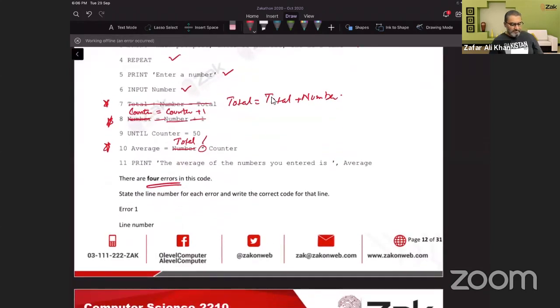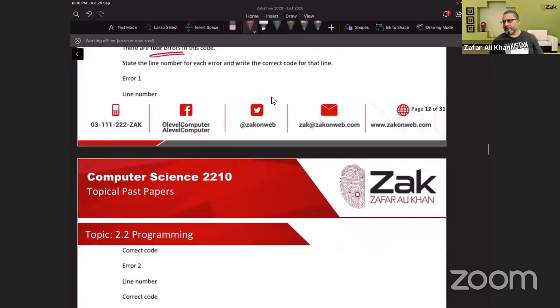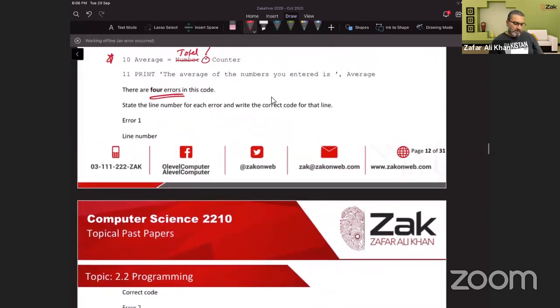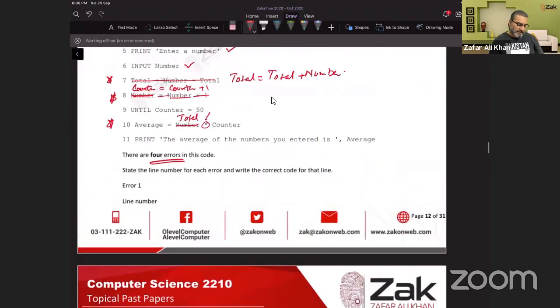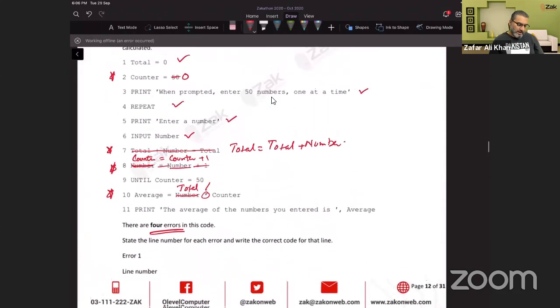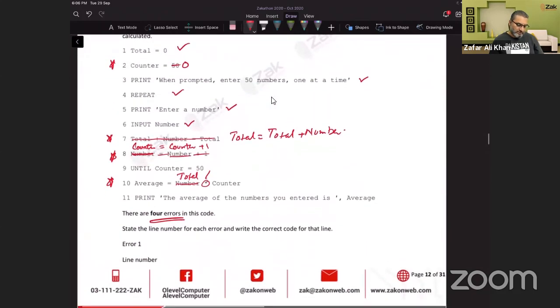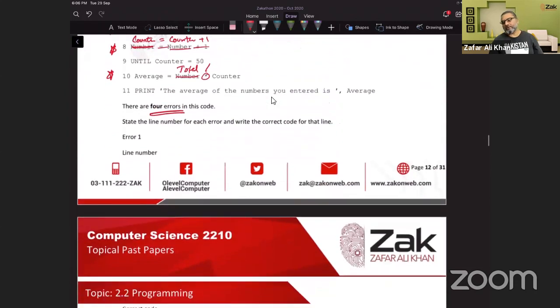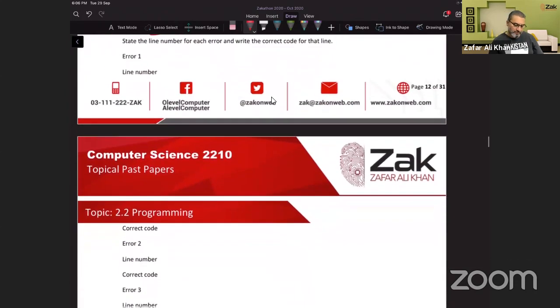Error 1, line number and correction. See, Hamis, error 1, you have to tell that error 1 is counter is equal to 50. Line number is 2. What is the correction? Counter is equal to 0. That is how you have to basically tell them.